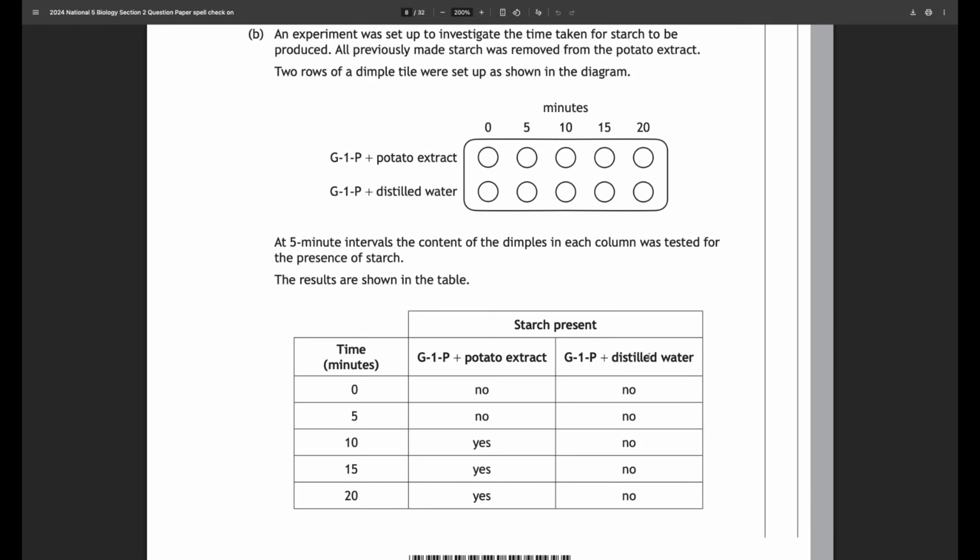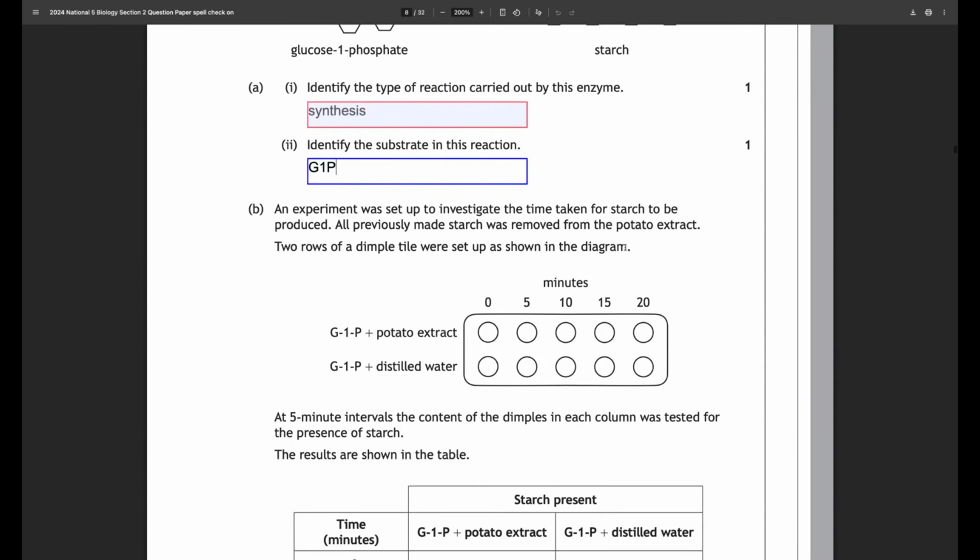In the second row, we have G1P in distilled water. Now, this time, we've removed the potato extract, which means we've removed the enzyme. And without an enzyme catalyzing that reaction, nothing is going to happen. Okay, and we can see that based on the results. The G1P in potato extract eventually detects a change and detects that starch is present, so the reaction's taking place because starch is our product. And the G1P plus distilled water shows no change, no starch is present, so therefore no reaction has taken place.